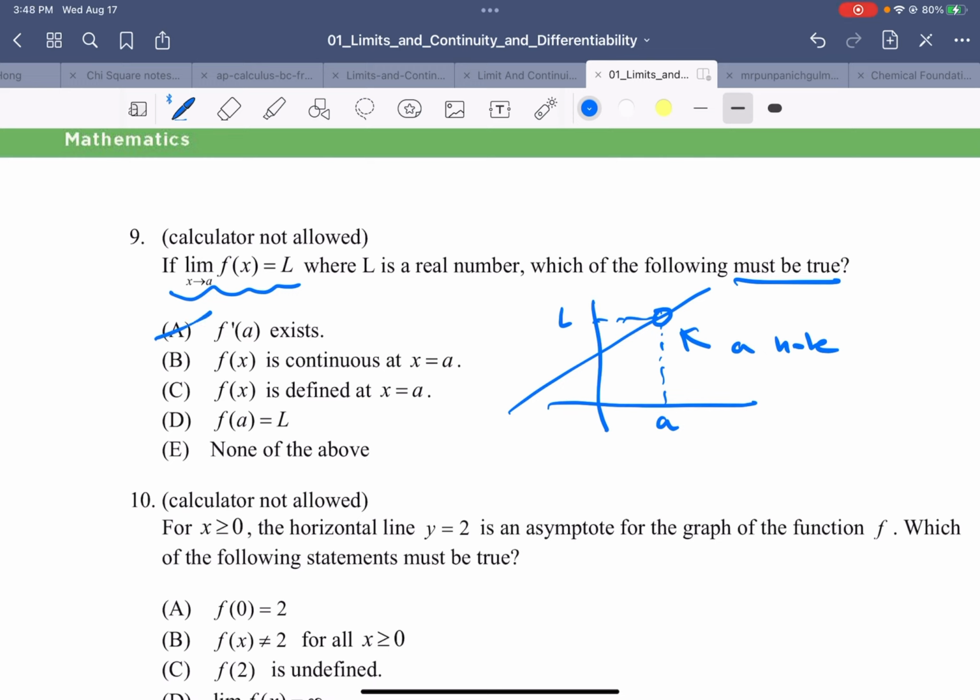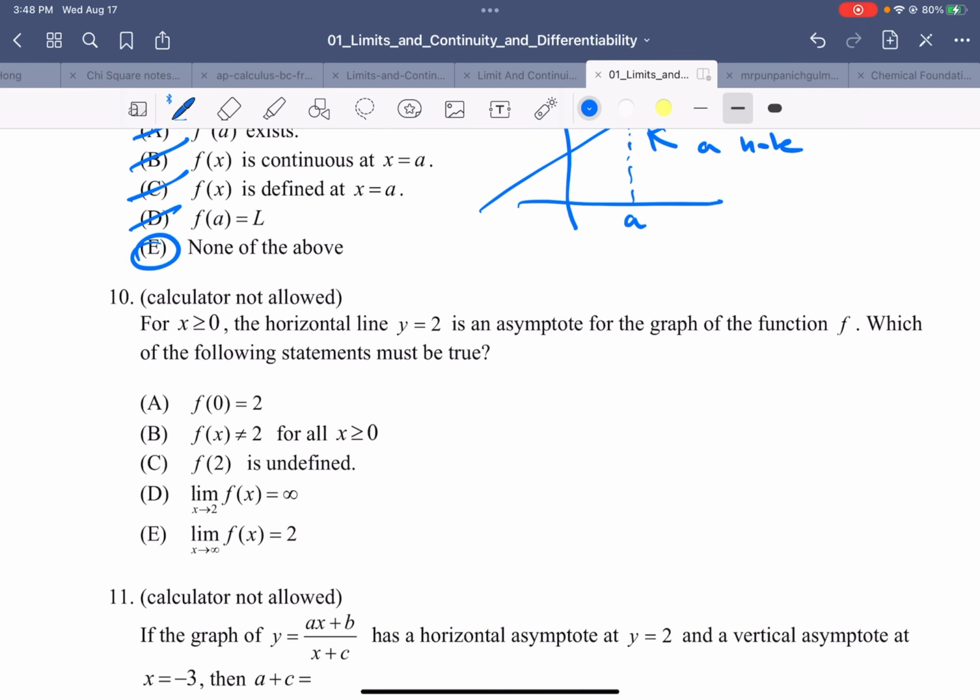So, is it continuous? No, it doesn't have to be continuous to have a limit. Is f of a defined at x equals a? It doesn't have to have a value, so no. Does f of a equal L? No, the limit value is L. That doesn't mean f of a equals L. So the answer is none of the above. Don't get confused. Even if you have a limit value, it doesn't mean it's differentiable or continuous there, or that you have a y value there.